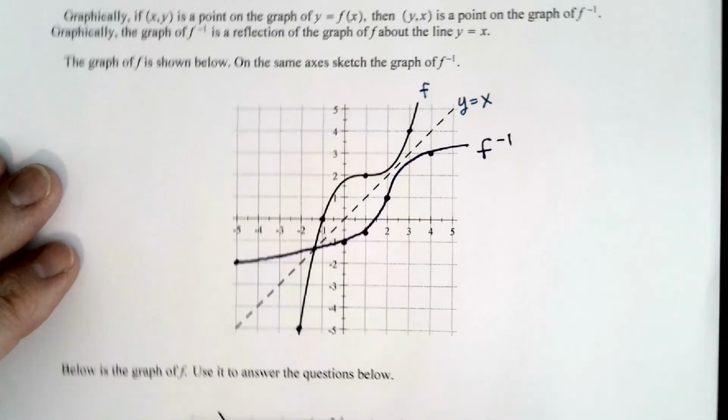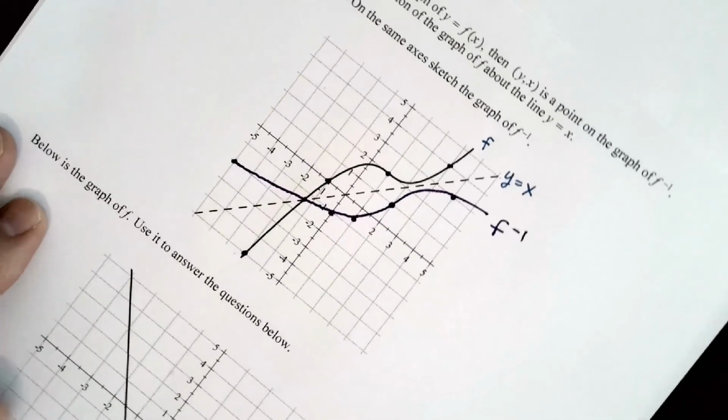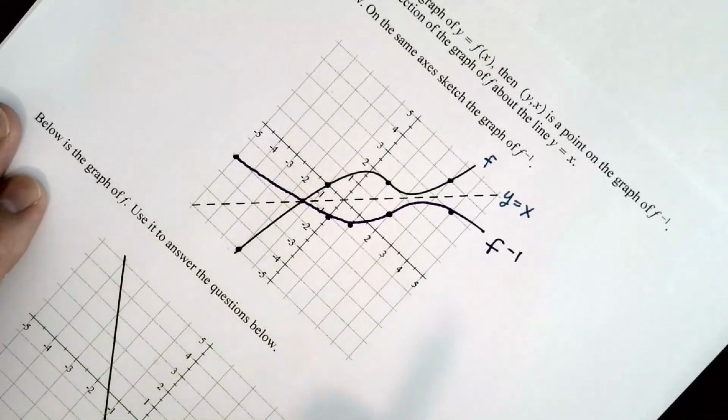So that's an important relationship. You can see the symmetry if we sort of draw it that way, how f is the reflection of f inverse and vice versa about the line y equals x.